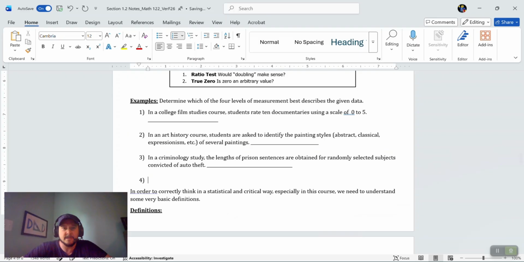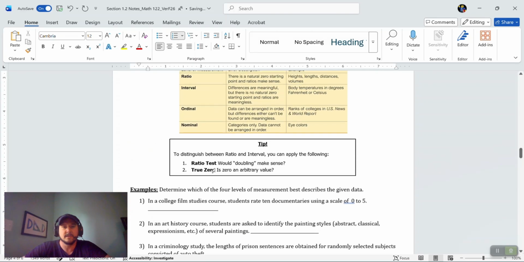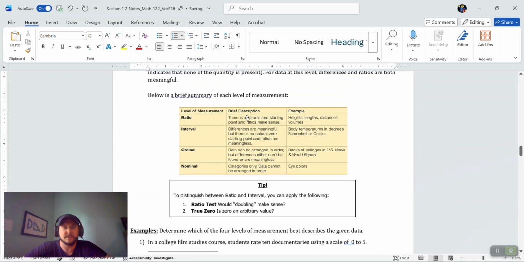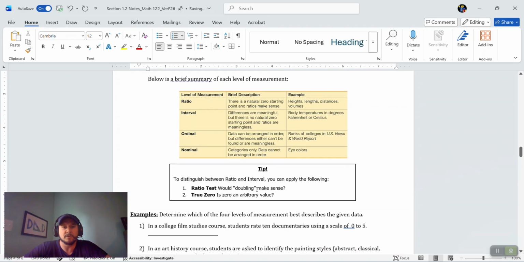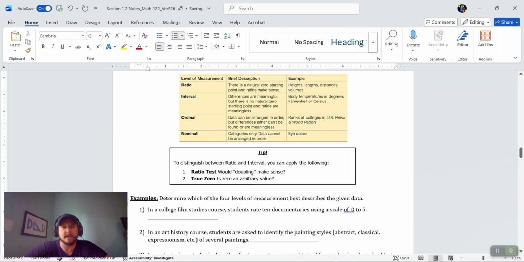Okay, in the criminology study, the lengths of prison sentences are obtained from randomly selected subjects convicted of auto theft. So I would consider this to be ratio because there is a natural zero. Somebody could get zero sentencing. And would doubling make sense? Yeah, you could easily have two people doing auto theft where one has twice as long of a sentencing than the other. Or you could do ratios: if one person has 1 year of sentencing and the other has 10 years, then the ratio of the first person to the next is 1/10. So ratios would make sense in this case.